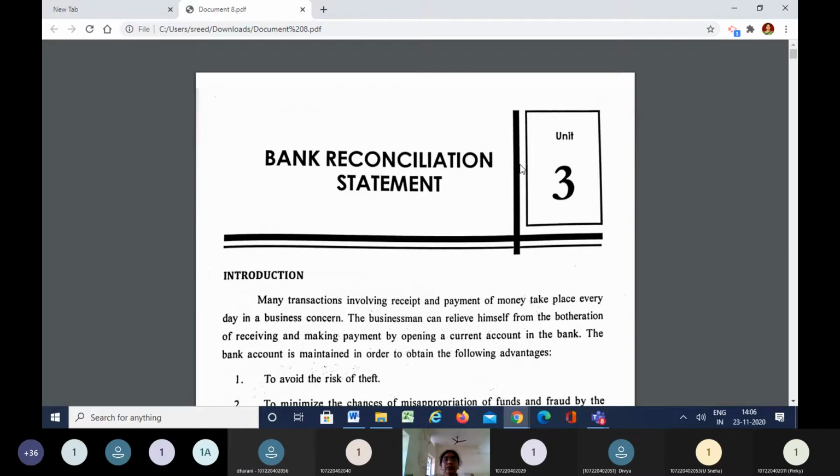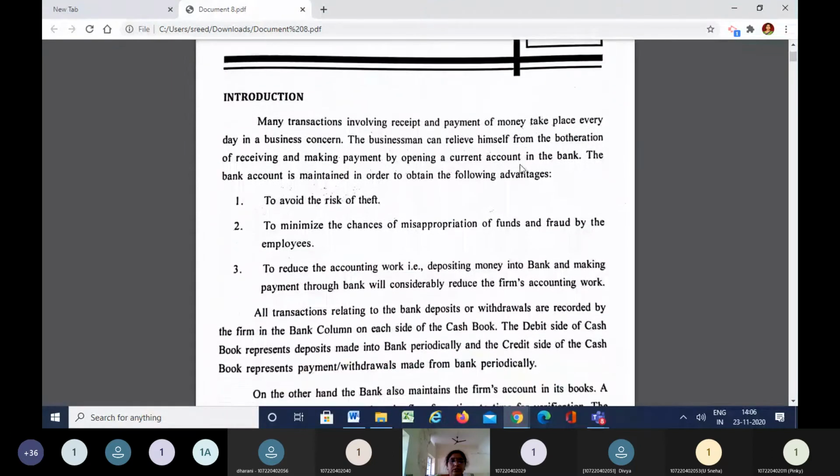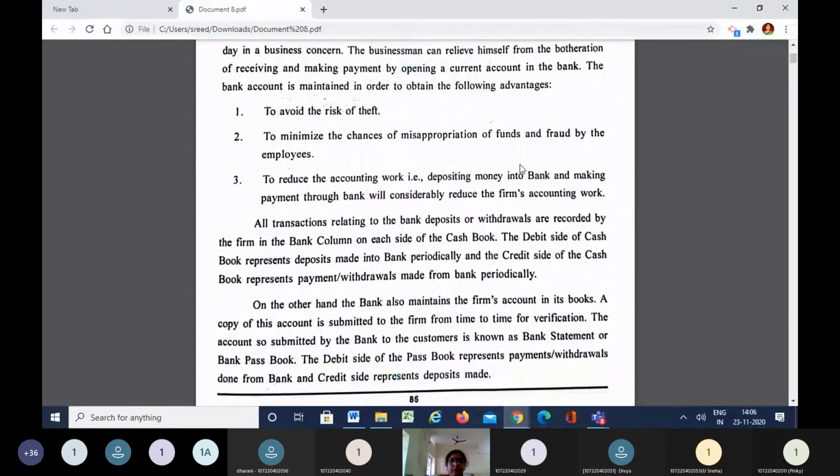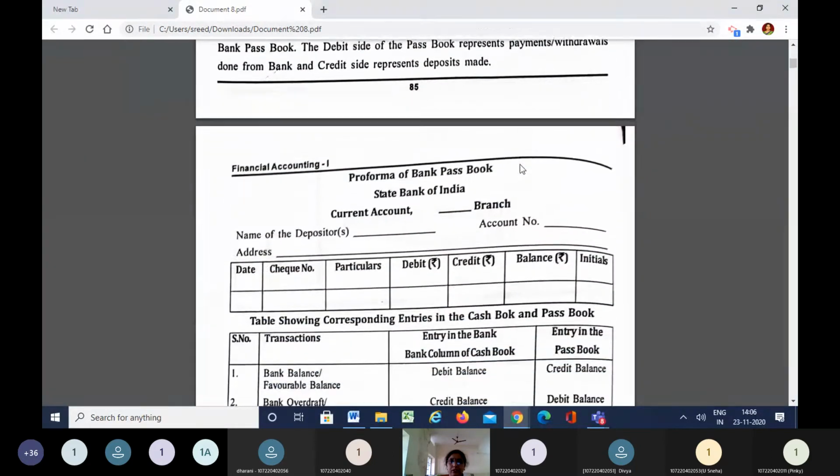So I think you can see a bank reconciliation statement PDF on the screen. Yes, visible. Okay. So here you can just go through the theoretical part, which I have already completed.